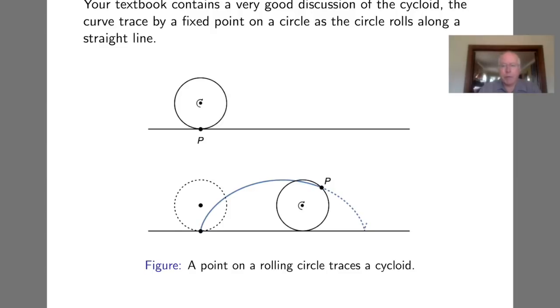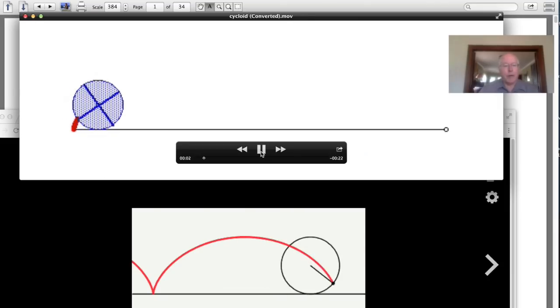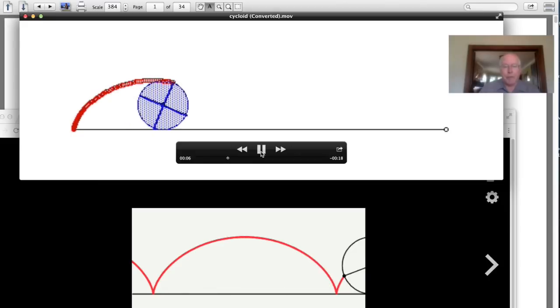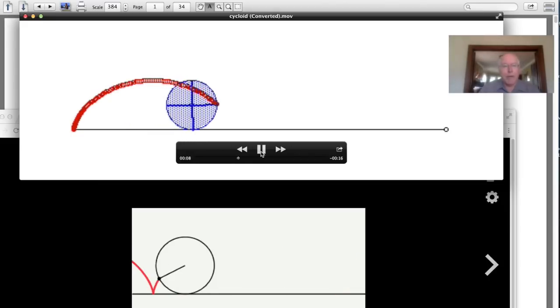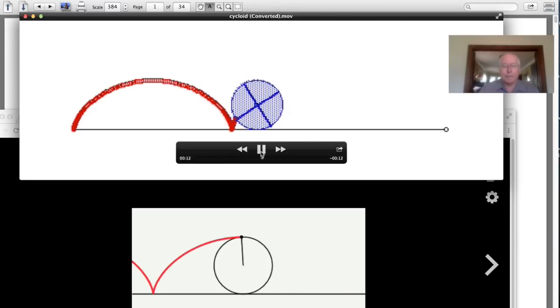There's a very good discussion of the cycloid in the textbook. The cycloid is a curve traced by a fixed point on a circle, usually called a point P, that starts down here on a line. The circle rolls along the line, and the point P is traced out as the circle moves. Here are a couple of videos showing how a cycloid is traced by the path of a fixed point P on a moving circle. As the circle moves, the path of the point P is traced in red.